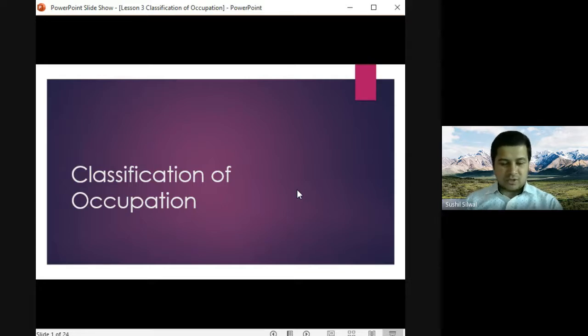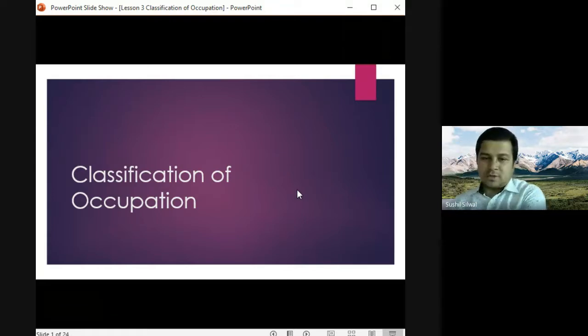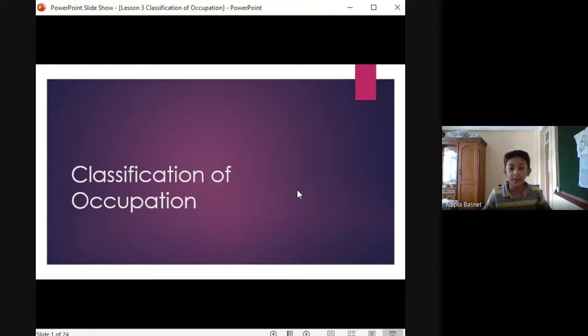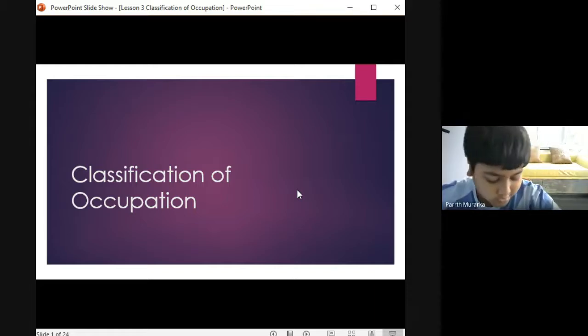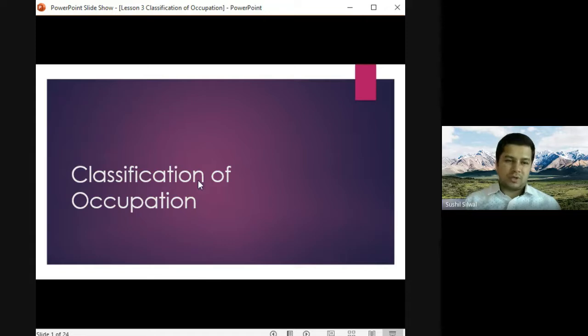Okay, so classification of occupation is the next topic. So what do you mean by classification of occupation? What do you think, feel, and wonder when you see this topic? Sir, we classify occupations into different types like business, teaching, agriculture, trade, construction, public sector. Okay, so more or less you have already understood.